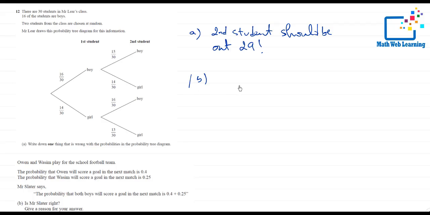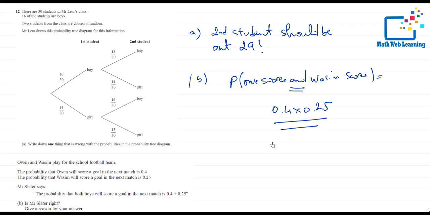No, you know it's not, because the probability that Owen scores and Wasim also scores is equal, because you're doing the AND rule. When you do the AND, you multiply, so it should be 0.4 times 0.25. Okay, not addition. So the answer is no. All right, so that concludes exercise number 12. I think there's no part C.